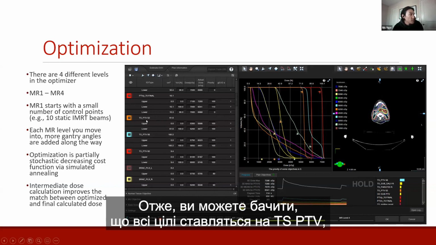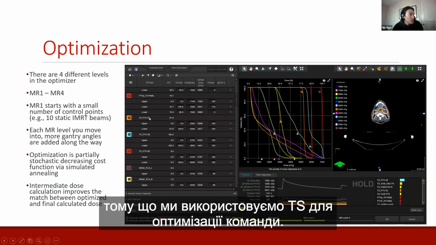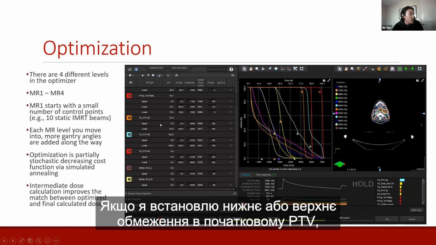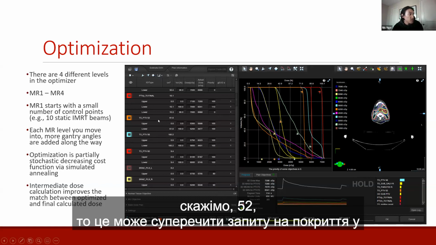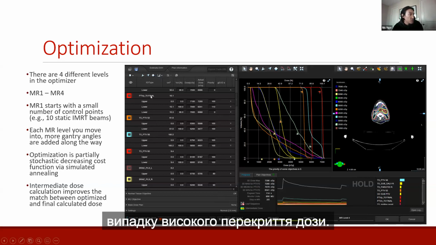So you can see here that all the objectives are put on the TS PTVs because we are using the TSs to optimize to. If I put in an upper constraint in the original PTV, say 52, then it may be contradicting with asking for coverage in the high dose overlap.